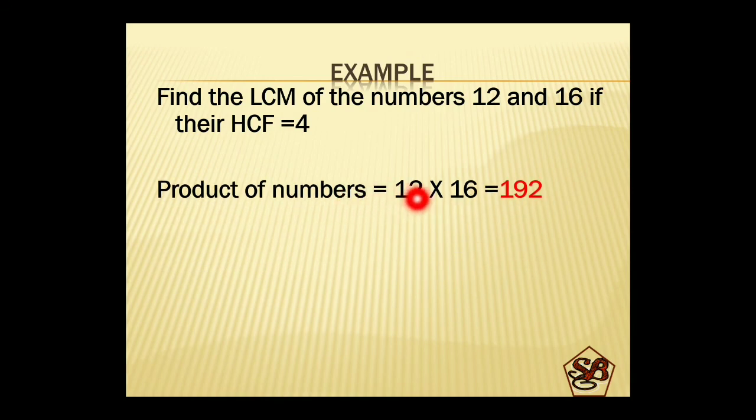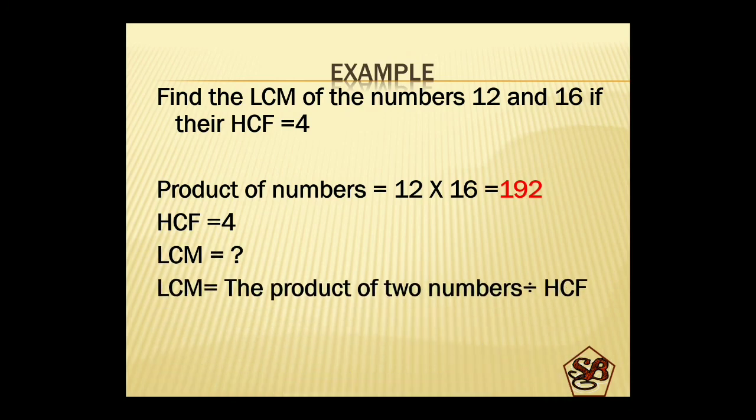product of two numbers 12 into 16 will give us 192. HCF already given, 4. LCM we have to find. Applying the formula, product of two numbers divided by HCF. That means 192 divided by 4, which will give us 48. So that means LCM of the given numbers 12 and 16 is 48.